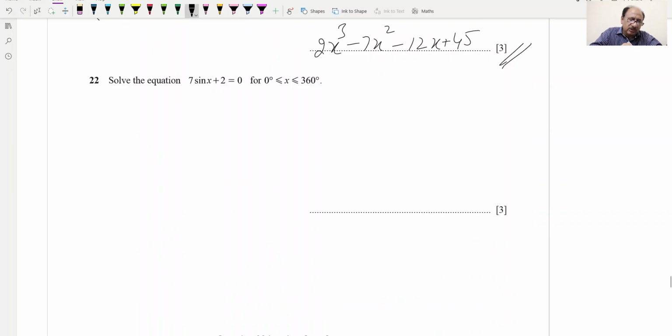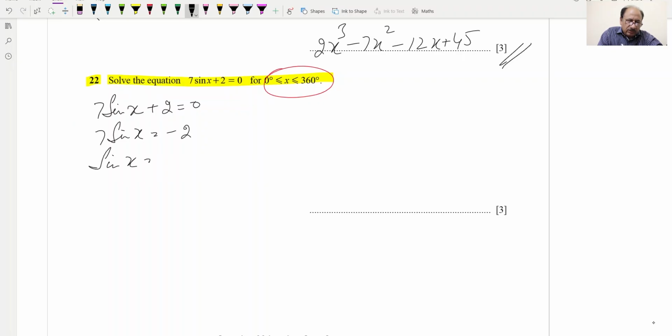Now question number 22. Question 22 says solve the equation 7 sine x plus 2 is equal to 0, from 0 to 360. So we can write 7 sine x is equal to minus 2. So sine x is equal to minus 2 by 7. So x will be equal to sine inverse of minus 2 by 7.